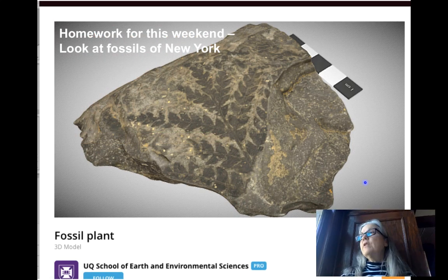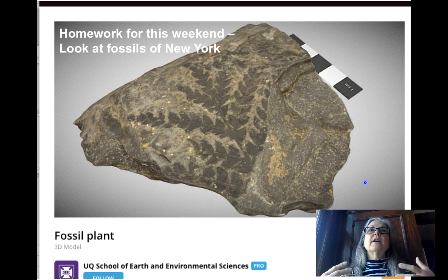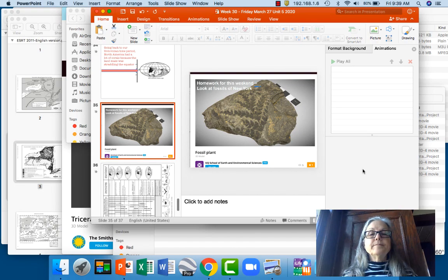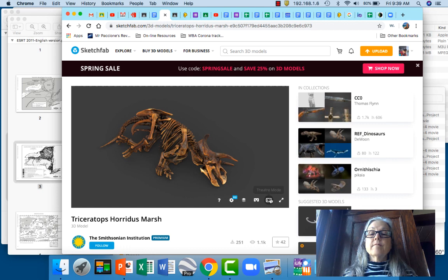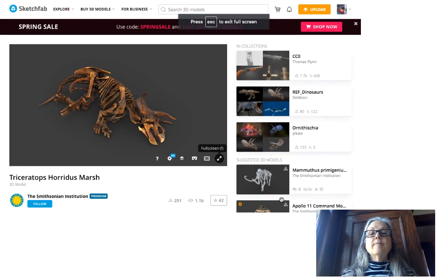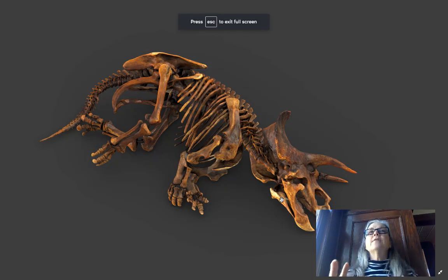Now, the homework that you're going to have this weekend is going to be looking at three-dimensional fossils. How can we do that? We can do that virtually. So I have an assignment that I'm going to give you, and it looks like this. So this is a site, it's called Sketchfab.